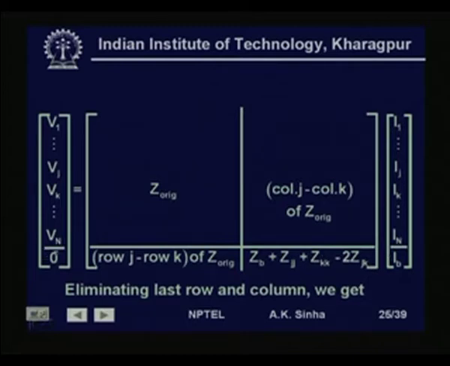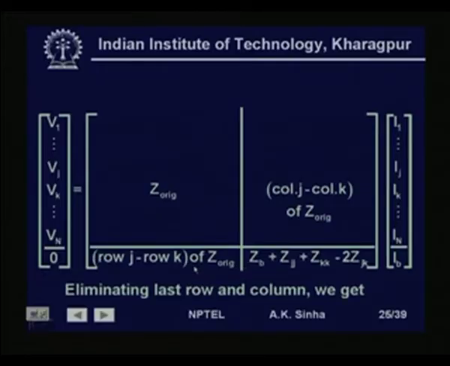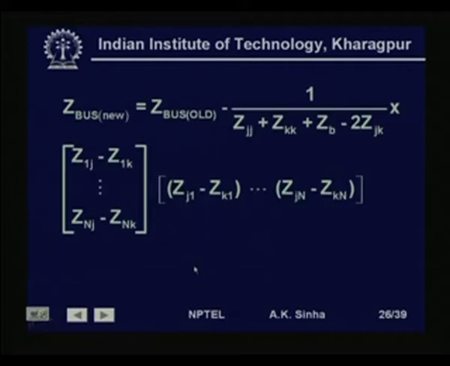Now again, as we have seen, we have an n plus 1 into n plus 1 matrix, where the last term is 0 here. So we need to eliminate the last row and column, because there is no additional bus in this system. The total number of buses in the system still remains n. So the Z bus matrix is going to be an n by n matrix only. Therefore we need to eliminate the n plus 1th row and n plus 1th column, which we again do using the Kron's reduction.